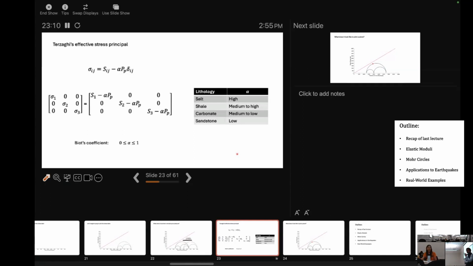Do Mohr circles make a little more sense now to everyone? Yeah, a little bit at least.